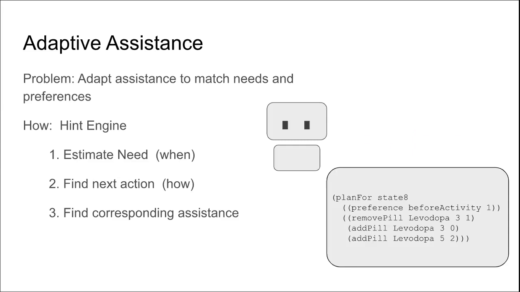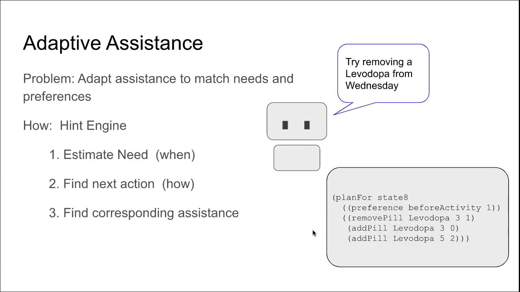To do this, we generate a plan, which is the sequence of steps that the user must take in order to complete the task. The robot then will take the first action in this, the first action being remove pill, and then it's going to look up the types of ways in which the robot can assist on a task like this. Given how much need the person has, and given the type of action that the user needs to perform, the robot will have a series of assistances that it can provide. This will result in some sort of natural language output, such as, try removing a levodopa from Wednesday.